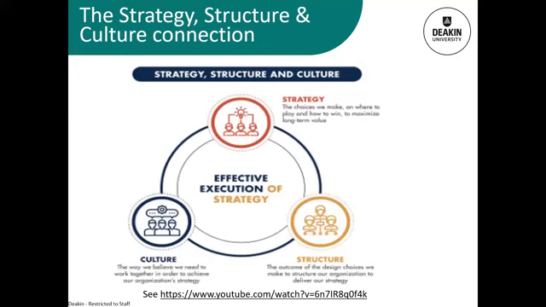Now, by way of another introduction to this week's topic, it's important to note that there's a connection between a company's strategy, its structure, and also its culture. A company's strategy is really about what they're going to do, or the direction that they're going in. For many years, strategy was seen as the main priority guiding what companies do. The thinking behind that was that if we get the strategy right, then everything else will fall into place.